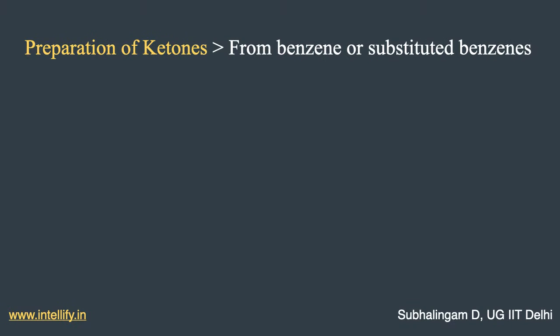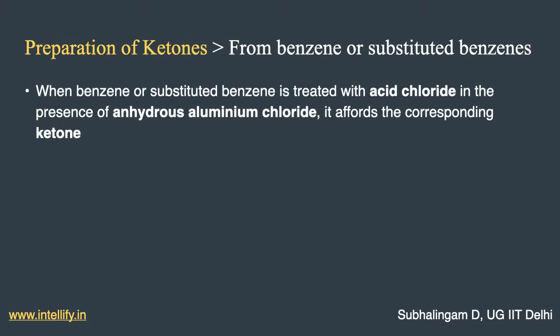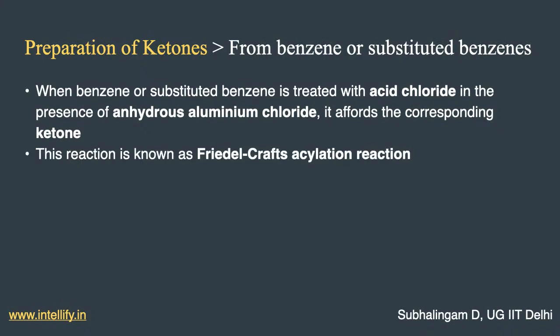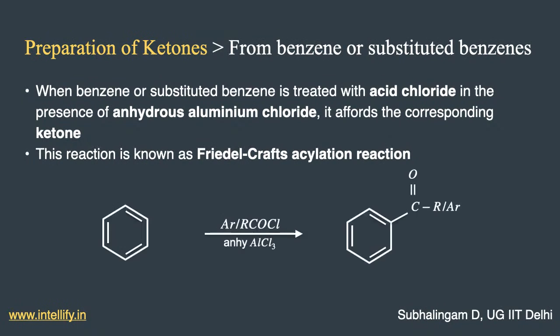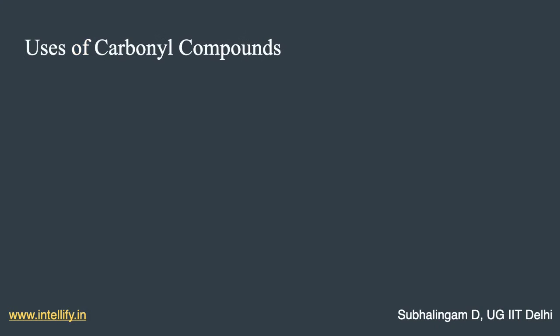From benzene or substituted benzenes. When benzene or substituted benzene is treated with acid chloride in the presence of anhydrous aluminum chloride, it affords the corresponding ketone. And this reaction is known as Friedel-Crafts acylation reaction, which you have seen many times, I suppose. And this is the reaction. We have benzene. I treat it with acyl chloride in presence of anhydrous aluminum chloride. I get the corresponding ketone. So with that we have finished different ways of preparing aldehydes and ketones.